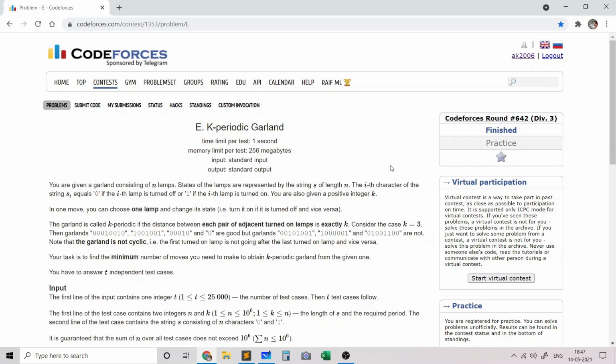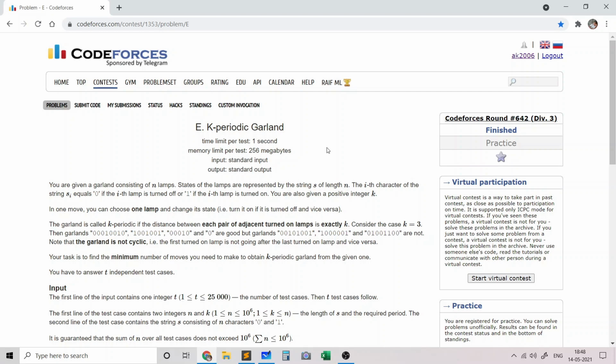So let's look at the problem statement. In this problem, we are given a garland in the form of a string, and each character in the string can be either a 0 or a 1, which signifies that the lamp is on or off in the garland. And in one move, we can flip the bit of the string. So basically, we can change the state of a lamp. If it was a 0, then that would become a 1, and if the character was a 1, by flipping it, we would make it a 0. And we need to find the minimum number of flips to make the garland k-periodic.